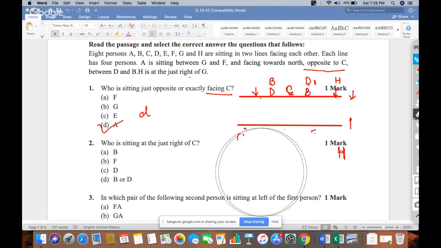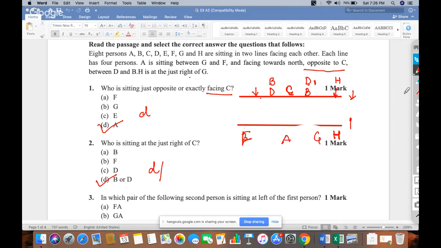So my final answer would be on this side: F A G H. And C is sitting between D and B. Here, you don't know whether B is sitting on the right of D or D is sitting on the right of B. So answer would be B or D. You don't know here. Option would be D option here.